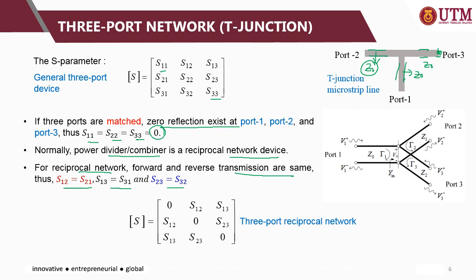Okay, so if the system, the T-junction network, is matched and reciprocal, therefore the S matrix can be further reduced to this. Since it is matched, S11 equal to S22 equal to S23 equal to 0, and then S12 equal to S21, since it is reciprocal.